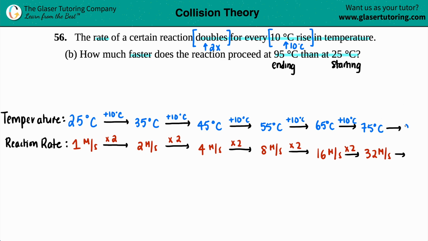So we got now 85 degrees Celsius. That's a plus 10. And now 32, got to double it. 32 times 2 is 64 molarity per second. So now I'm just going to backtrack. I'm going to go up, and then we'll go down. So we're almost there. Plus 10 degrees Celsius, that's the 95. So we reached our max temperature, which means that whatever this is, that's going to be the answer.